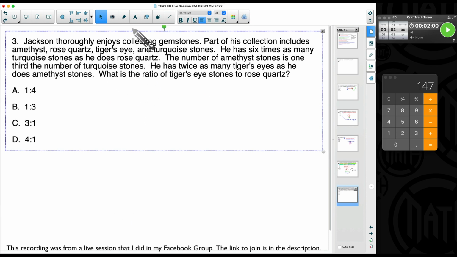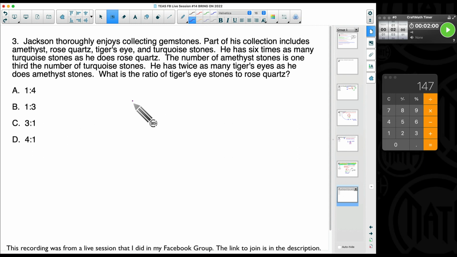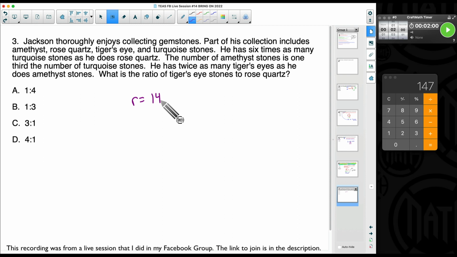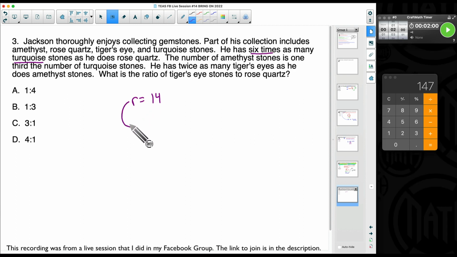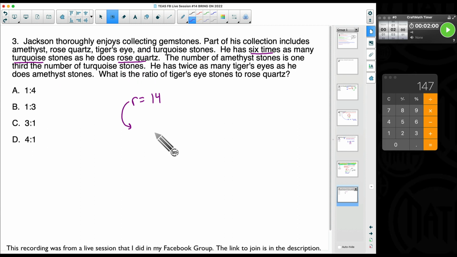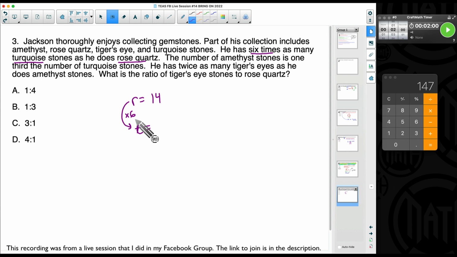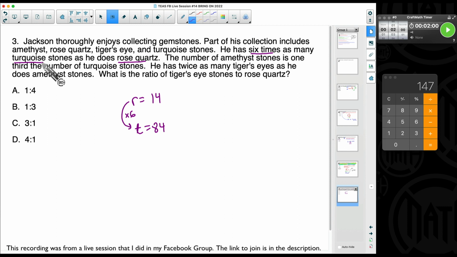So here we go. Let's pick an even number. I'm going to get crazy. Let's suppose he has 14 rose quartz. I'm just picking a random number, an even number. So he has 6 times as many turquoise. So let's take the rose quartz. Since he has 6 times as many turquoise as rose quartz, we have to multiply by 6, and it's a little bit too late for me to be doing that kind of math. What's that, 60, 84 maybe? 14 times 6? Yes. 84 turquoise stones.